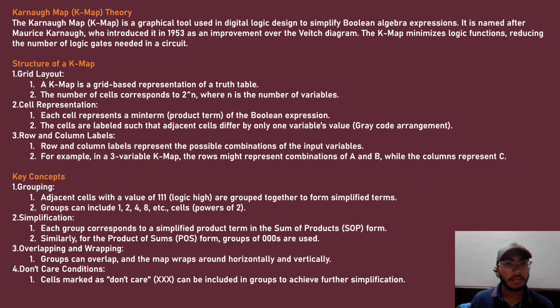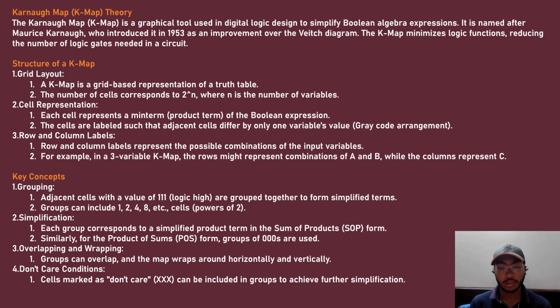K-map theory. The K-map is a graphical tool used in digital logic design to simplify Boolean algebra expressions. It is named after Maurice Karnaugh, who introduced it in 1953 as an improvement over the Veitch diagram. The K-map minimizes logic functions, reducing the number of logic gates needed in a circuit. Structure of a K-map. Grid layout. A K-map is a grid-based representation of a truth table. The number of cells corresponds to 2 to the power n, where n is the number of variables. Cell representation. Each cell represents a minterm, also known as the product term of the Boolean expression. The cells are labeled such that adjacent cells differ by only one variable's value.